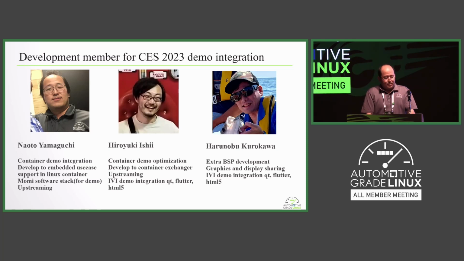The second developer is Hiroyuki Ishii from Panasonic Corporation. He worked on the container demo optimization and developed the container exchanger, upstreaming, and demo integration on the IVI side. The third developer is Harunobu Kurokawa from Renesas Corporation. He worked on the extra BSP development, graphics and display sharing work, and IVI demo integration.